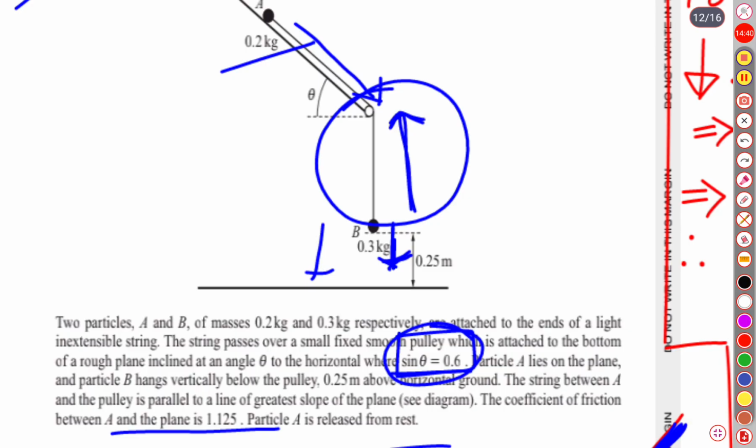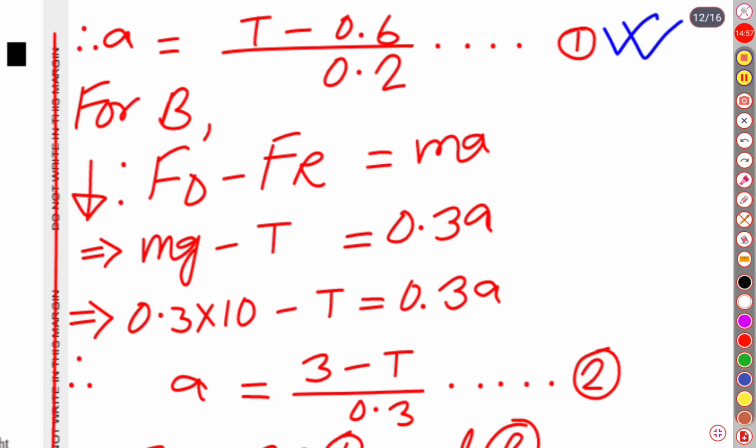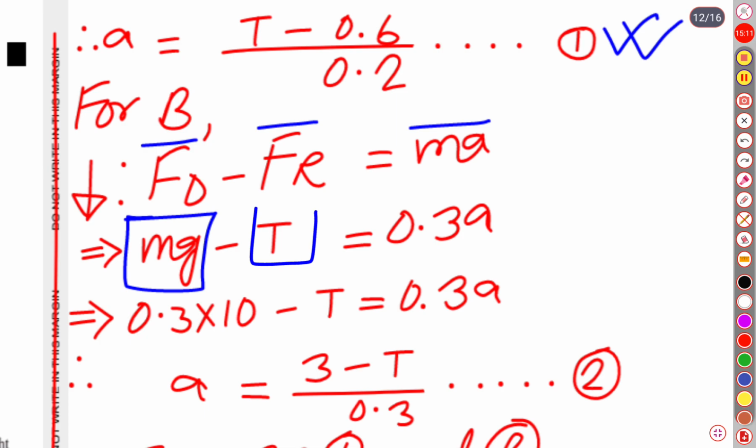So don't get confused with the frictional force. For B there is no frictional force, because B is not on any rough surface, it is just hanging. So once again I am repeating, for B the same concept applies: driving force minus resistance force is equal to ma. The driving force is, as we have already decided, nothing but mg, the weight. Only weight is pulling it downward, and the resistance force is also nothing but the tension. There is no question of frictional force for particle B, because it is not in contact with any surface at all.